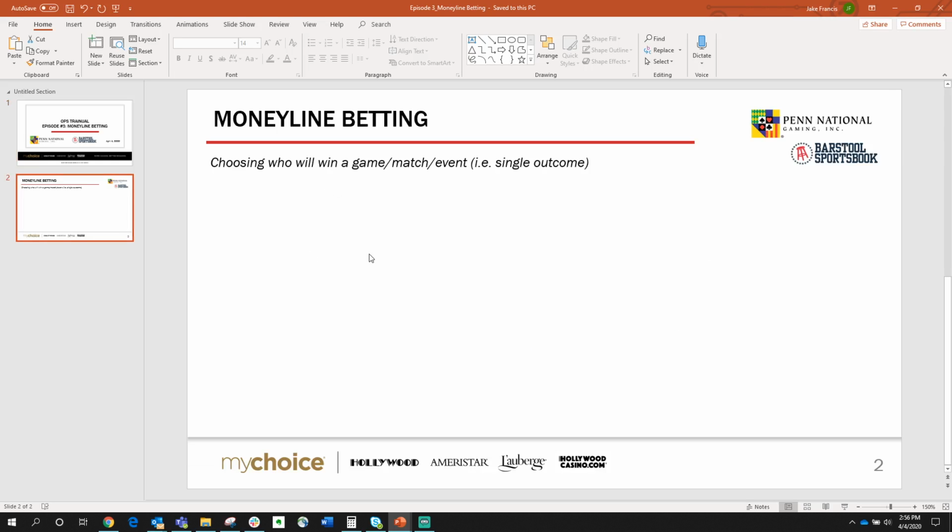What is moneyline betting? Moneyline betting is nothing more than identifying a single outcome for a sporting event. So in other words, it is choosing who literally will win a game, match, or event. So let's go over a few examples.